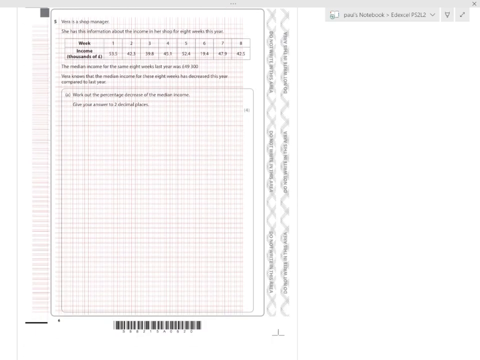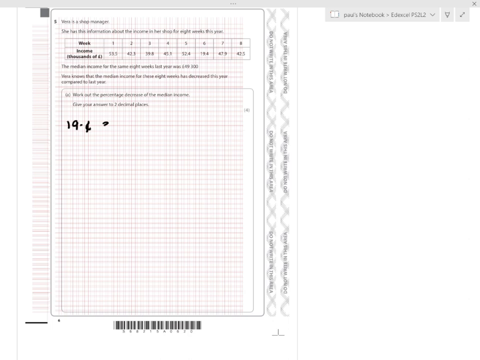Vera is a shop manager. She has some information about the income in her shop for 8 weeks this year. So, work out the percentage decrease of the median income. She knows that the median income for these 8 weeks has decreased. The median for the 8 weeks last year was 493,000. So we've got to find the median of all these numbers. Yeah. So you put them all in order.